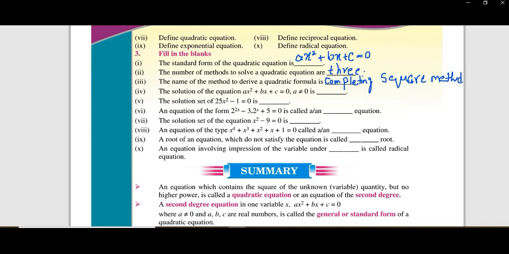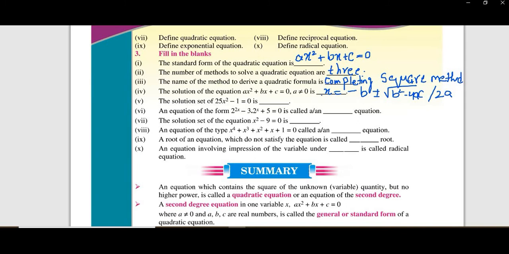What is the solution of this equation? When we apply the completing square method to this equation, we will get the quadratic formula. The solution of this equation is the quadratic formula, which is x equals minus b plus minus square root of b square minus 4ac, divided by 2a.